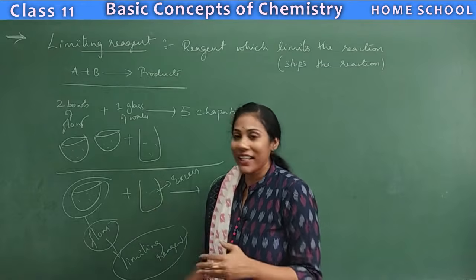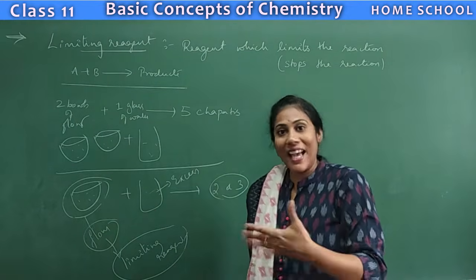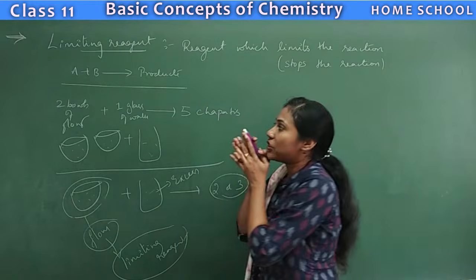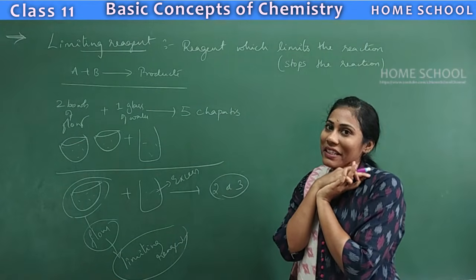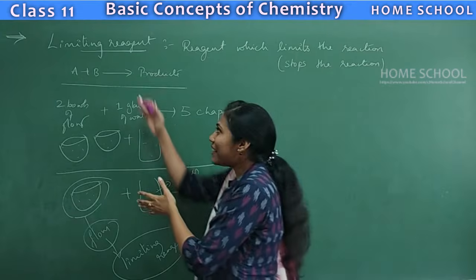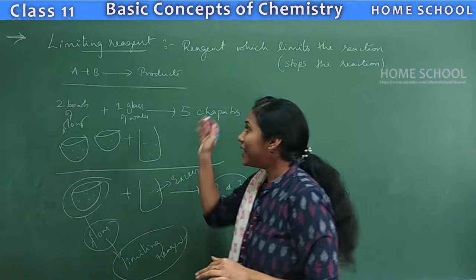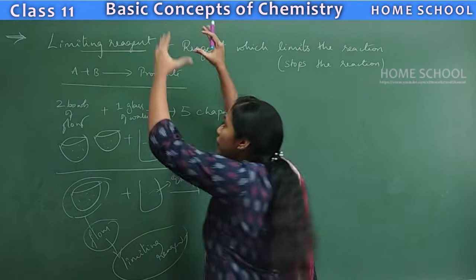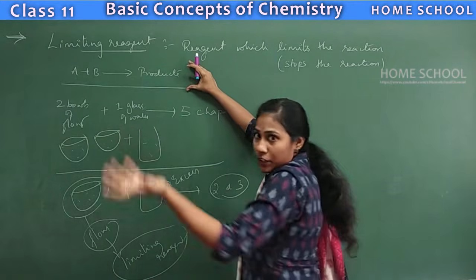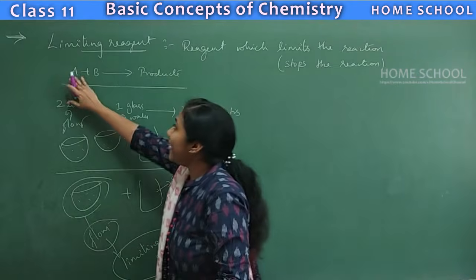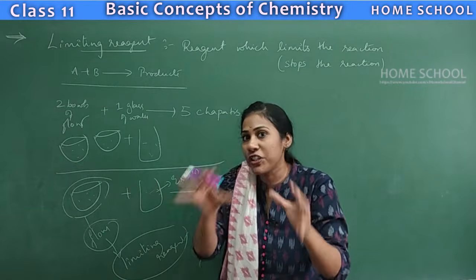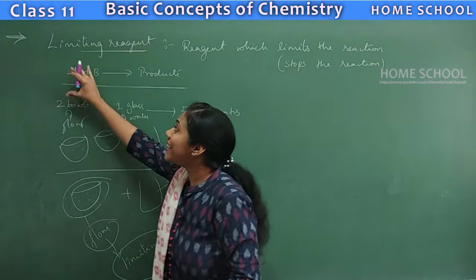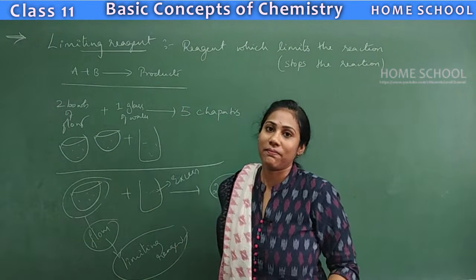So here, the one which is stopping the reaction is called the limiting reagent. Now let us come back to a chemical reaction. I told you A reactant combines with B to get product. If you want to get a nice product, whatever you are expecting, both A and B should be there in a sufficient amount. If one is less, then that reagent stops the reaction, right?